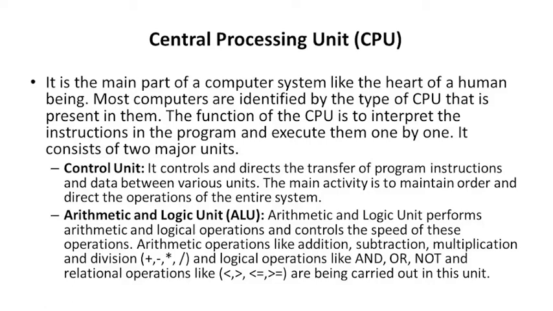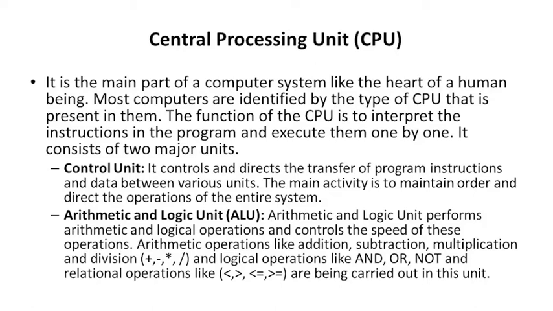CPU, Central Processing Unit. As I told you in the first slide, it is called the brain of the computer. It is the main part of the computer system, like the heart of the human. Most computers are identified by the type of the CPU that is present in them. The function of the CPU is to interpret the instructions in the program and execute them one by one. It consists of two major units. One is the control unit and the other is the arithmetic and logic unit.